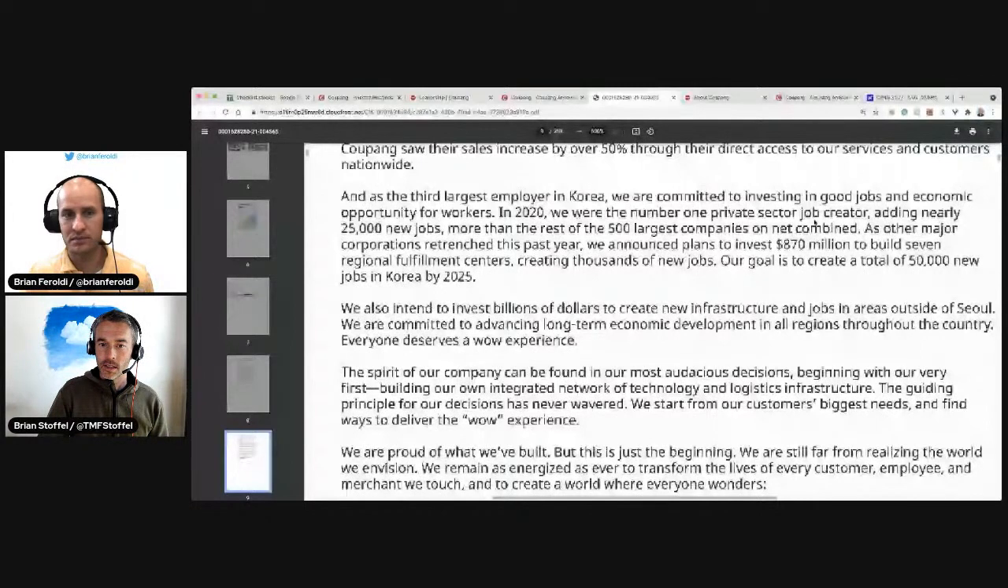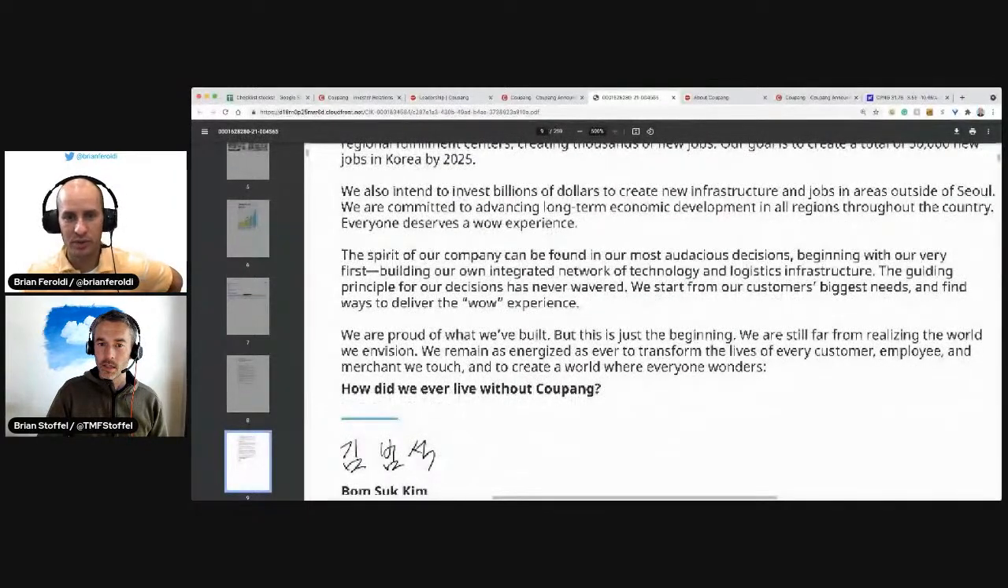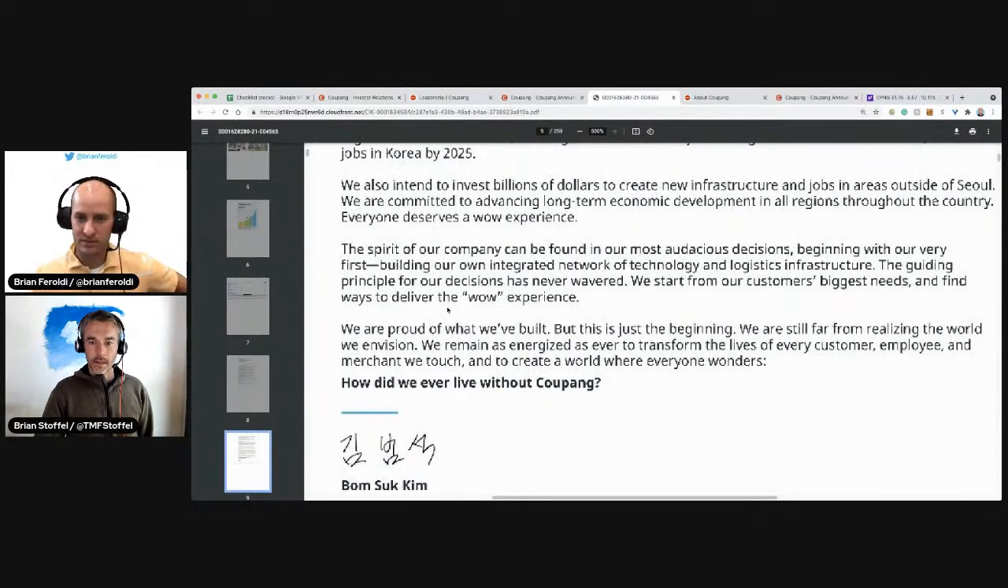Okay, we're building 50,000 new jobs in South Korea by 2025. More infrastructure. The spirit of our company can be found in our most audacious decision. First, building our own network of technology and logistics infrastructure. The guiding principle of our decisions has never wavered. We start from our customers' biggest needs and find ways to deliver the wow.